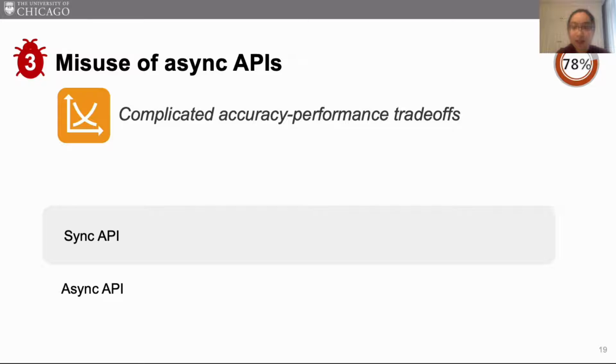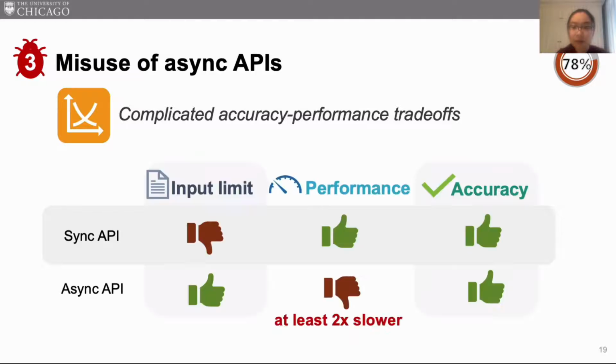Because of the complicated accuracy-performance trade-offs, around 80% of applications misuse asynchronous APIs. Different from many labs where asynchronous APIs are usually used for improving performance, in ML APIs, asynchronous ones are offered for long inputs, but their performance is really bad. Unfortunately, programmers usually do not realize this performance difference. They often misuse asynchronous APIs and cause unnecessary, huge performance loss.